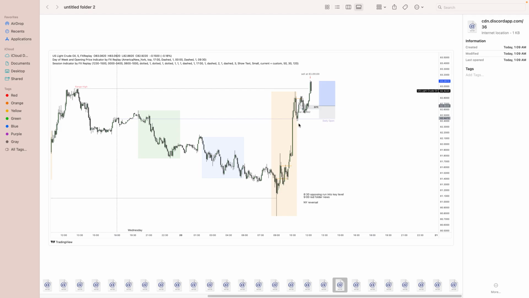So you want to get in around here. The only reason I got up here is because we're just above the daily open, so we can expect price to still continue into the range high, obviously, but yeah. There's also like a 15-minute fair value gap and stuff.